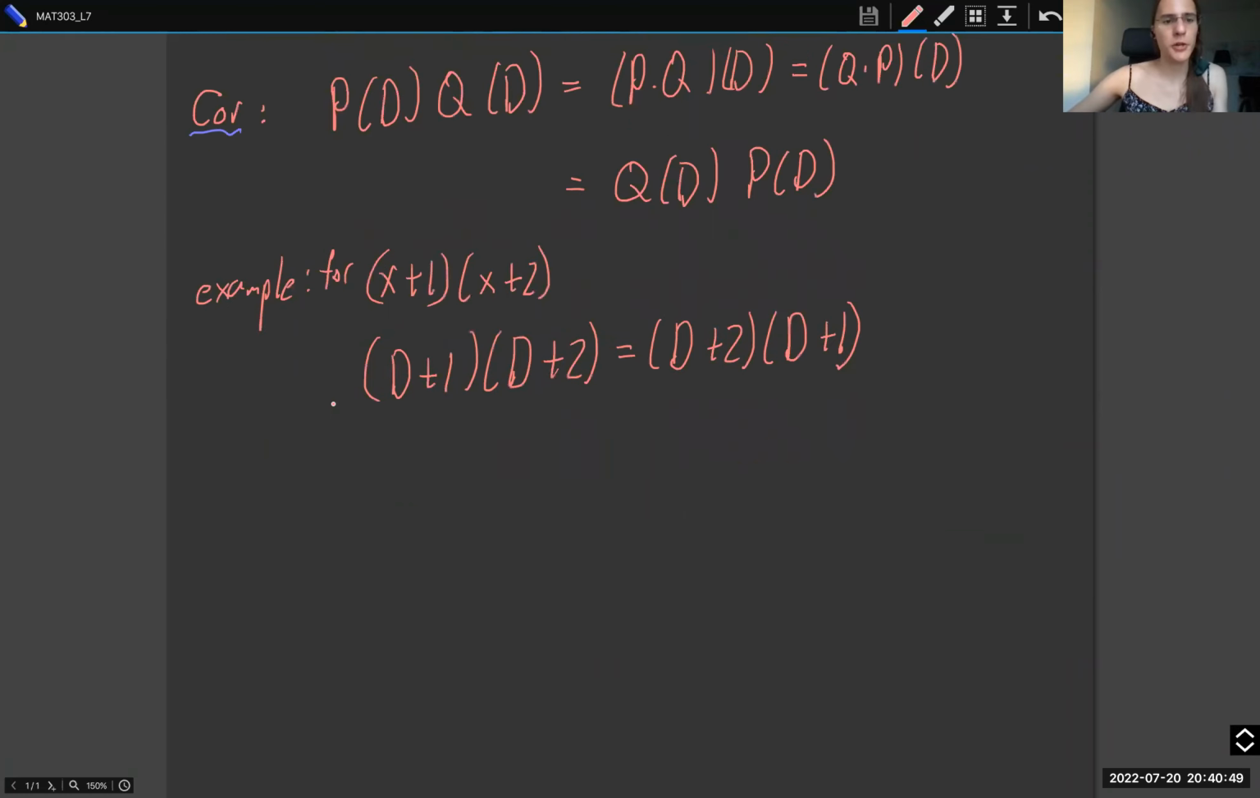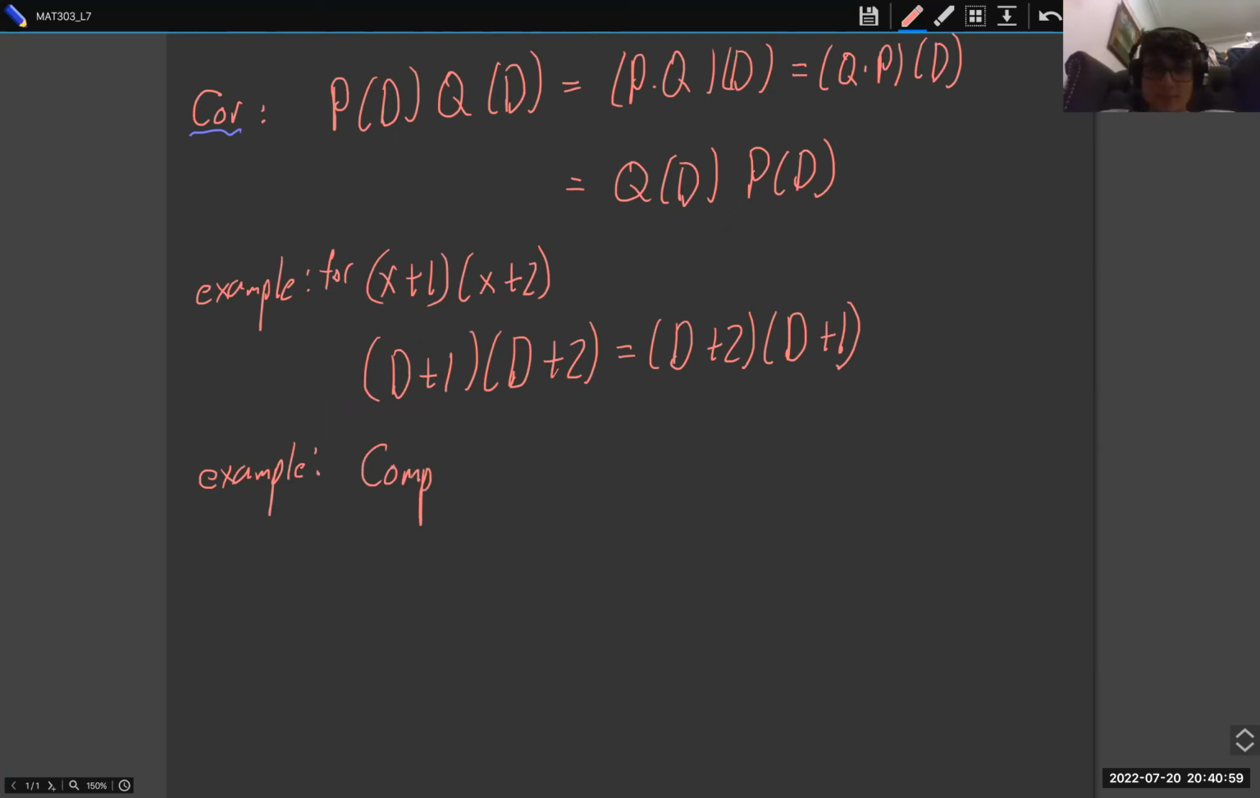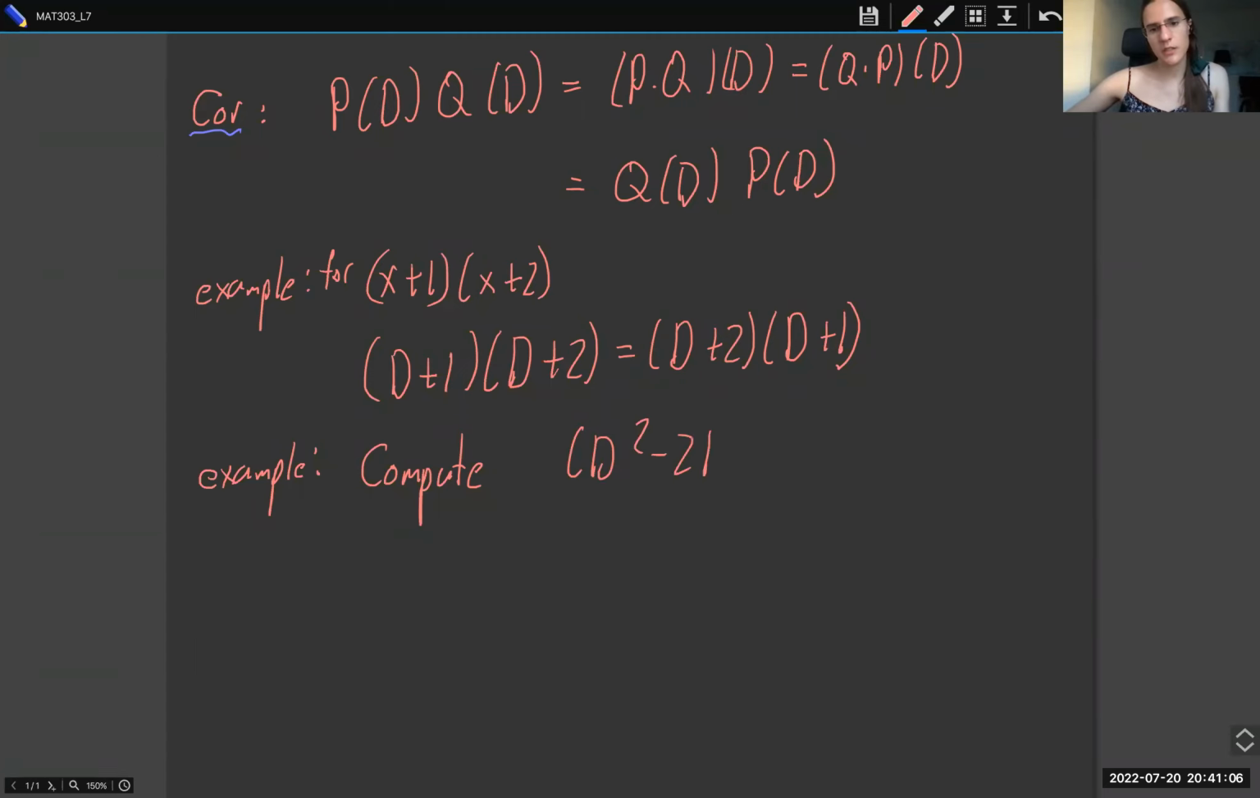So I'll give a computational example. Compute (D² − 2D − 3) of sin x + x². And I'm going to do this in two ways. So this factors, but first, oh, you have your hand up?